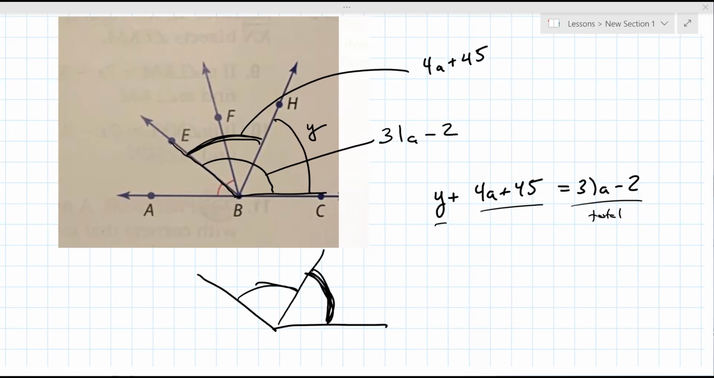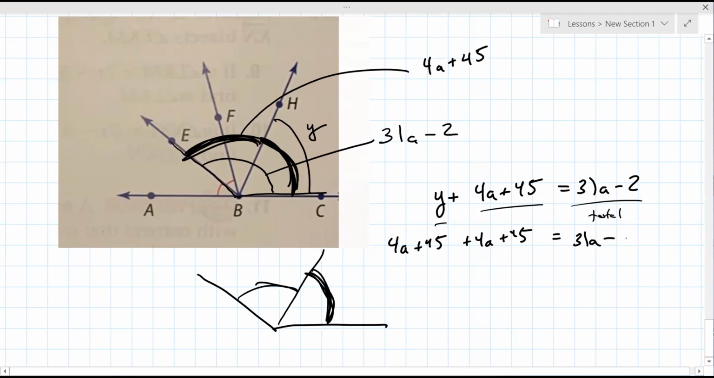Because this picture is the same each time, this right here is the same as the y. That's one of our givens. So instead of calling it y, you can call it 4a plus 45. This part plus this part adds up to the whole thing. So once you set the equations together, you can then solve for it. That's supposedly the easy part.